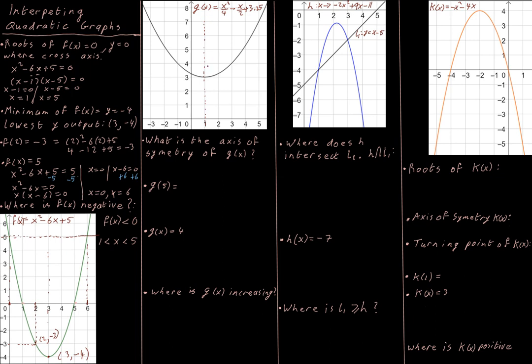And this line is the axis of symmetry, and it goes through the minimum or the maximum. So we can see that that line, x is equal to 3, would be the axis of symmetry here, and x is equal to 1 would be the equation of our dashed line here that's going through the minimum of our curve.